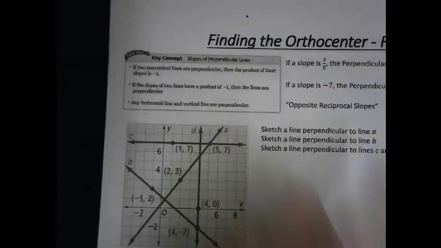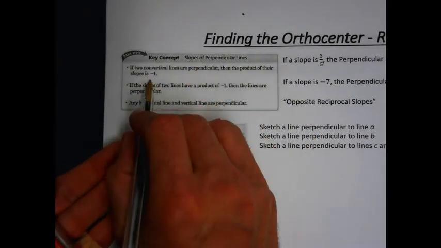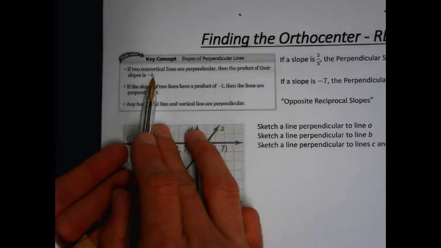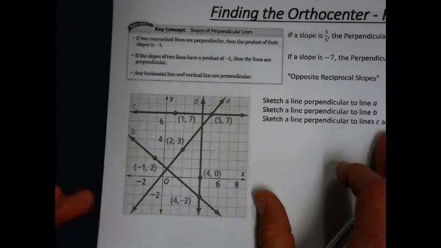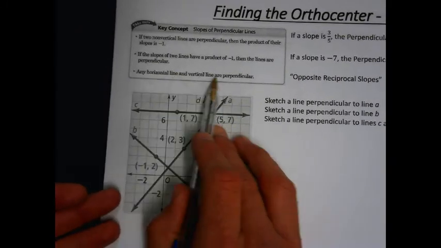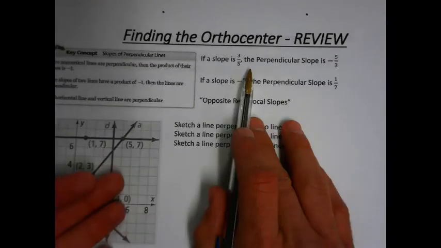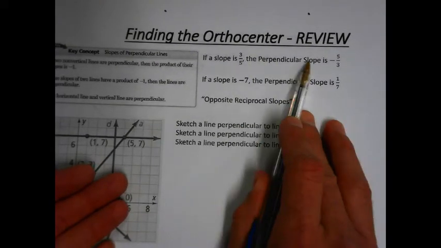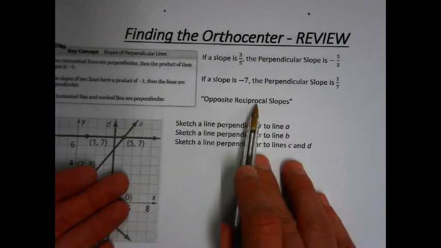Because two non-vertical lines are perpendicular, the product of their slopes is -1. Another neat thing, horizontal lines and vertical lines are always perpendicular. So what does this mean? If there's a slope of 3/5, then the perpendicular slope is the opposite reciprocal, -5/3.